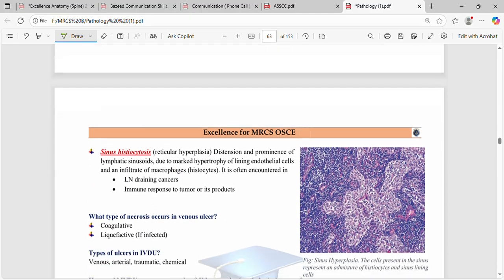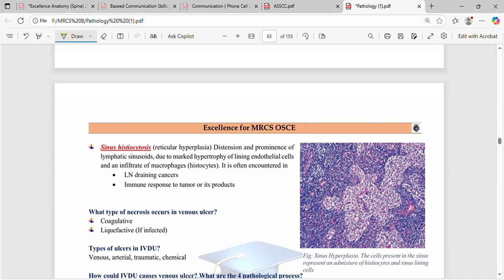And the last case is the sinus histiocytosis. This is reticular hyperplasia, distension and prominence of the lymphatic sinusoids. So lymphatic sinusoids or lymphatic channels enlargement, this is more of a structural enlargement due to marked hypertrophy of the lining endothelial cells.